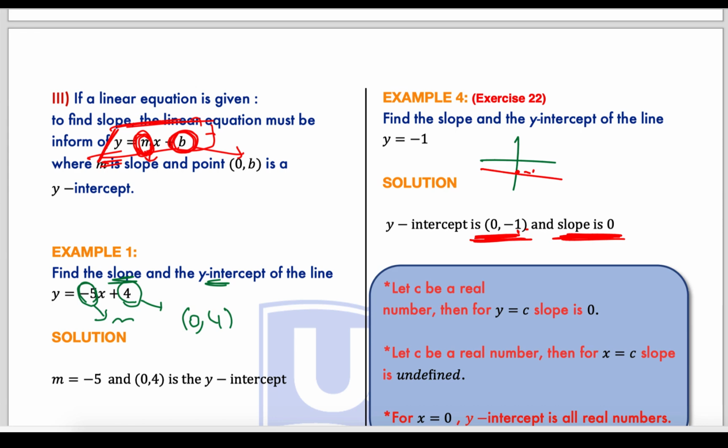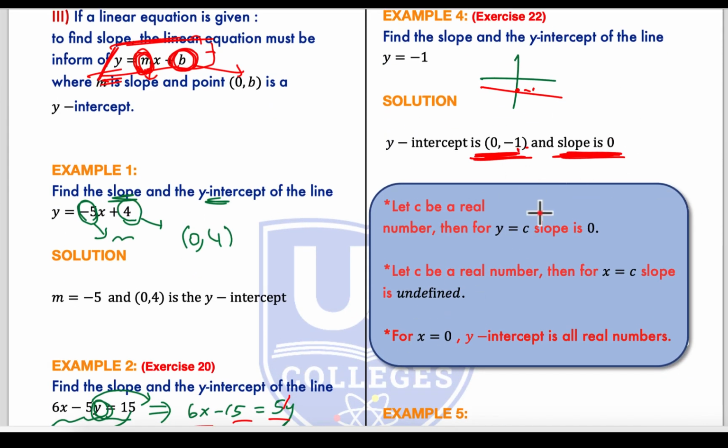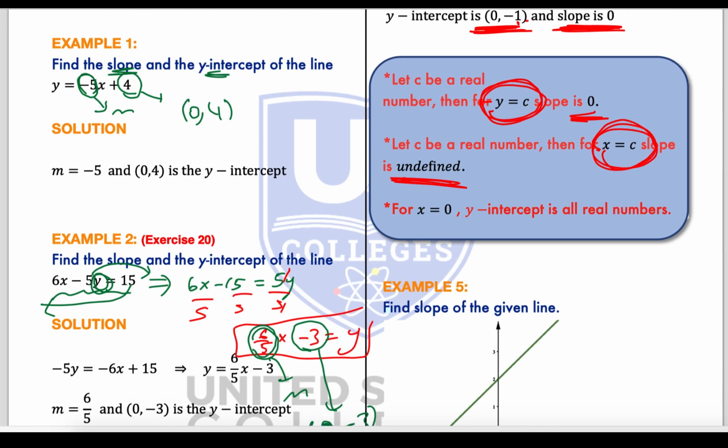Okay, so we can generalize these two questions: whenever the equation is y equals something, then the slope is 0. Whenever the equation is x equals something, then the slope is undefined. But there is an exception here.